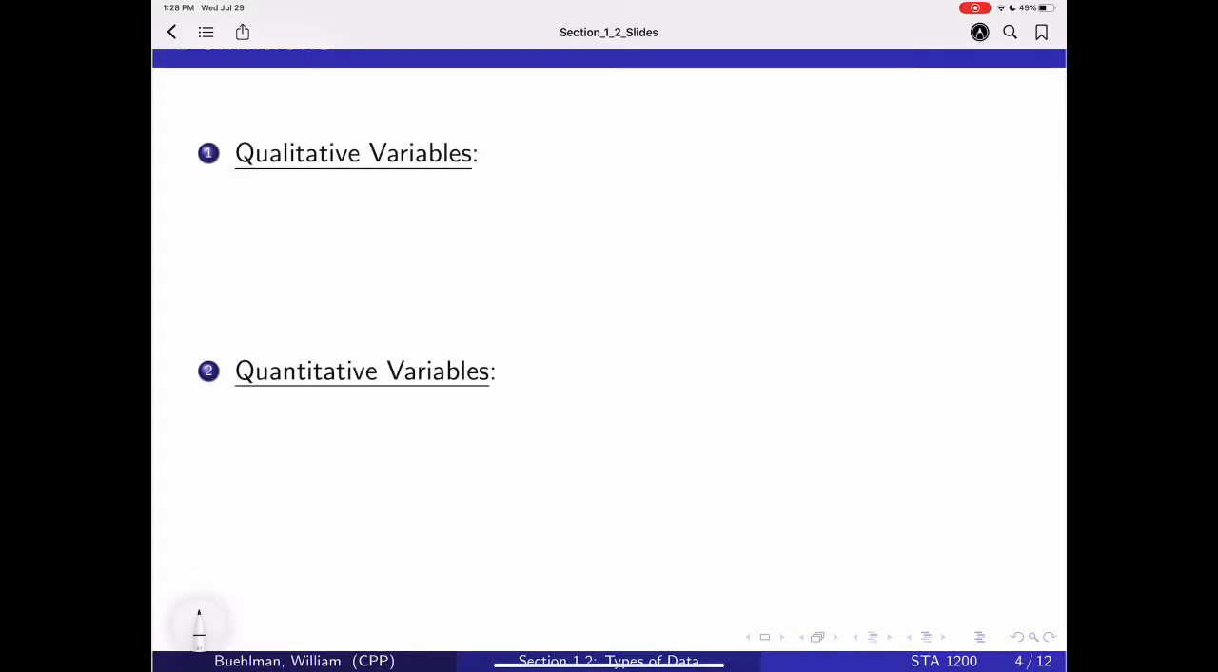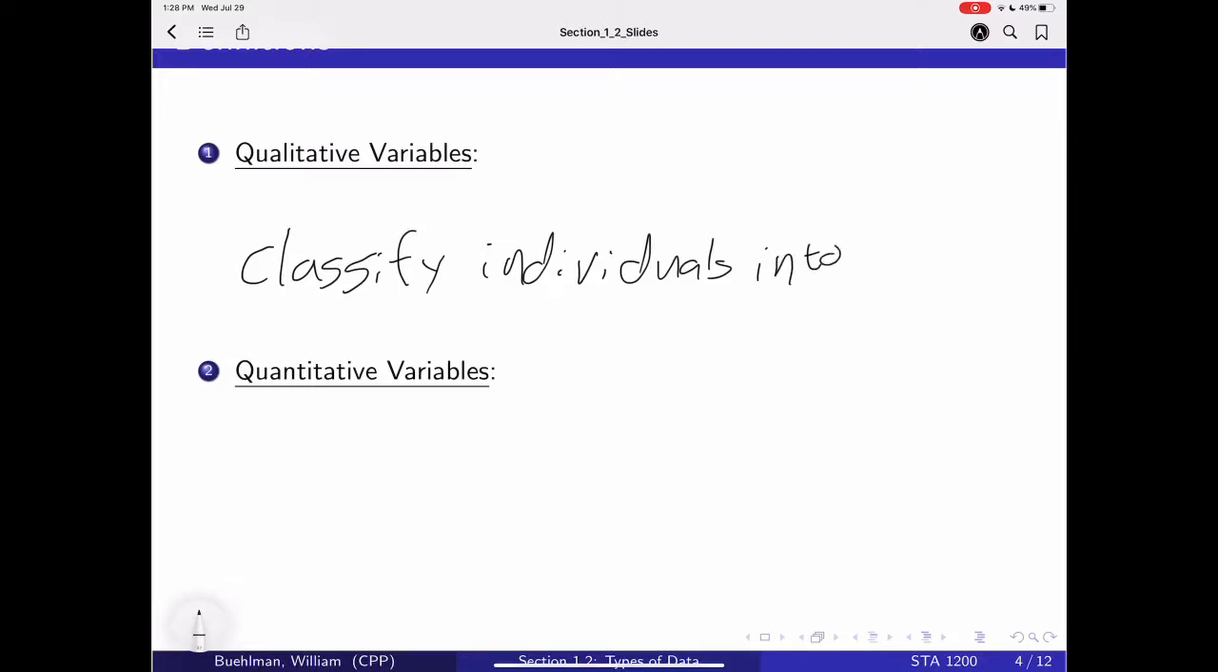So here we have qualitative versus quantitative variables. Qualitative variables classify individuals into categories. You can think of this just how you think of any category. So maybe someone is tall or short, skinny or not skinny, different categories like that. There's not a numerical value attached to it. Either you're a student or you're not a student. Next, we have quantitative variables. These tell how much or how many of something there is.